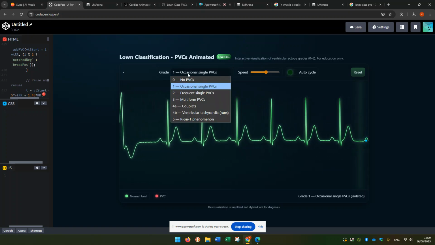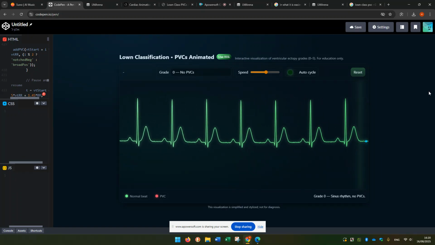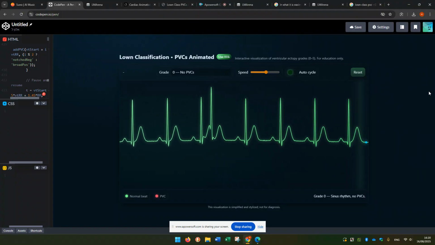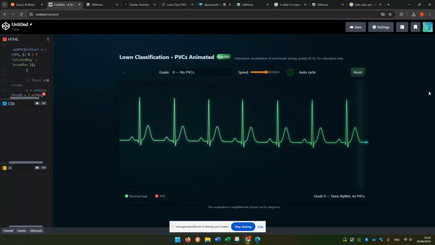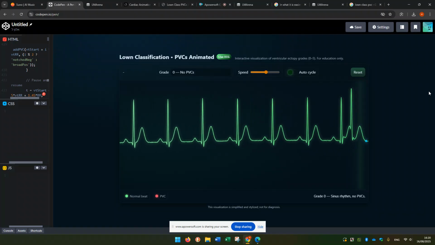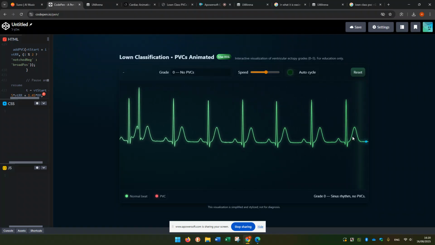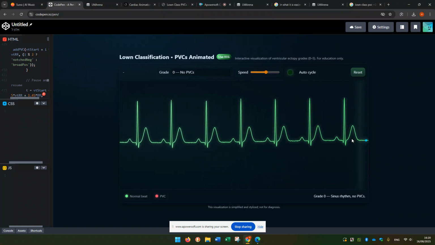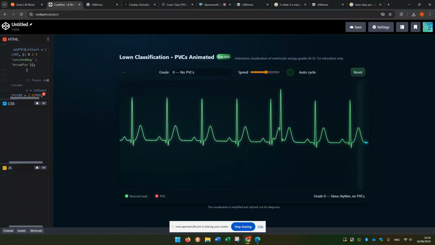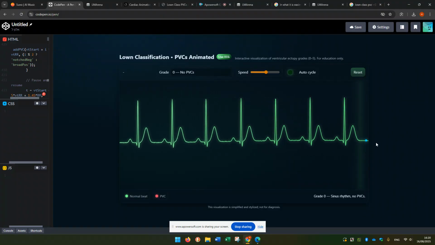Okay, so the idea is to talk about a classification of premature ventricular contractions, meaning contractions from some focal area in the ventricle that cause an electrical signal producing those premature ventricular contractions. So the idea here is to talk about the Lown classification, how PVCs can be classified based on how they present on the ECG.